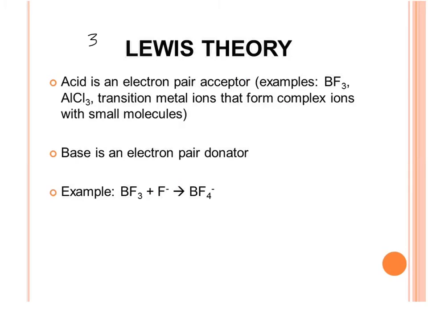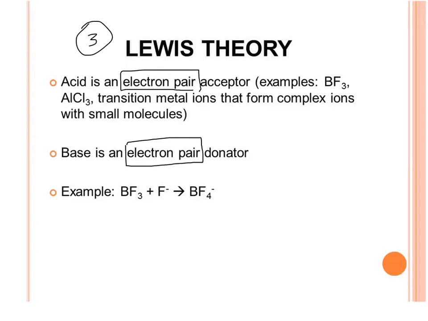Finally, the third theory is the Lewis theory. This is pretty similar to the Bronsted-Lowry theory, except instead of talking about protons being donated or accepted, an acid in the Lewis theory is an electron pair acceptor. An example would be BF3, AlCl3, other transition metal ions that form complex ions with small molecules. A base, then, is an electron pair donator.